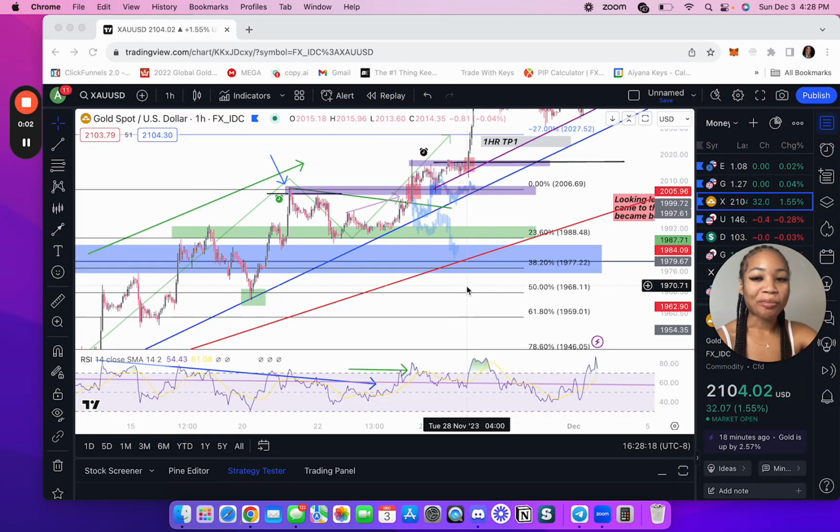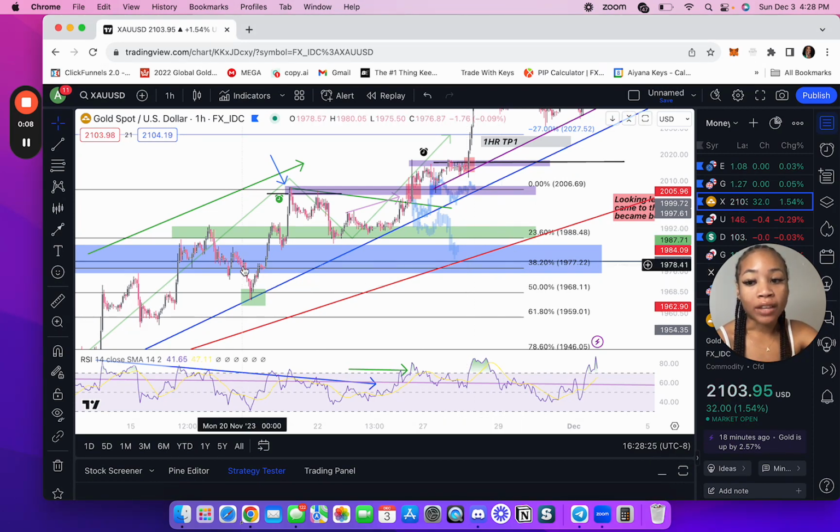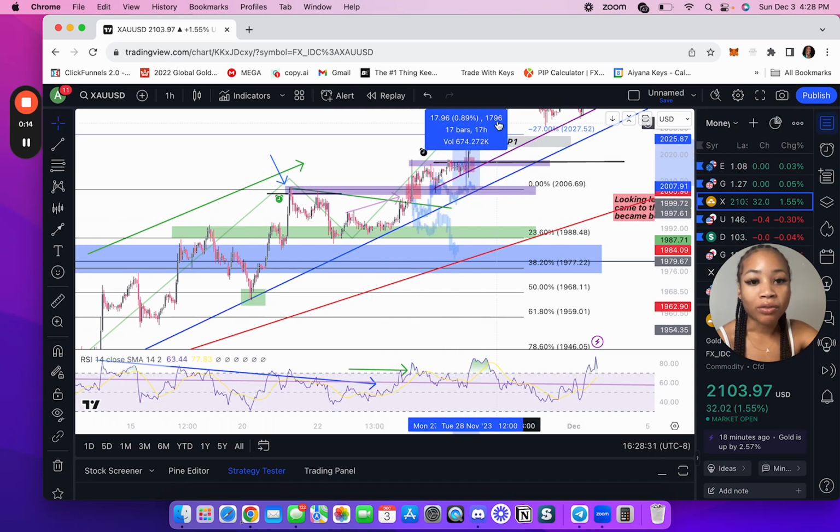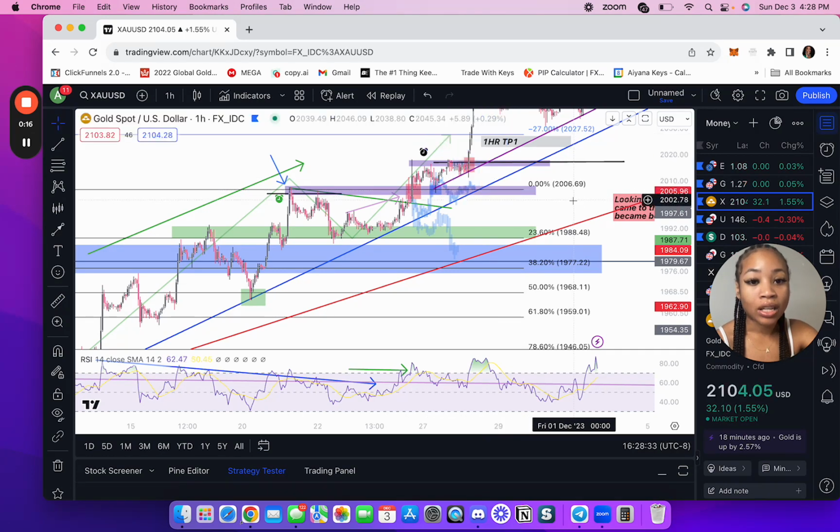Hey y'all, I'm super excited because the trade that I gave y'all last week on gold played out for well over 100 pips. Where we were at the market, we were in this area right here, and price pushed up to our 1 hour TP1 for 179 pips.